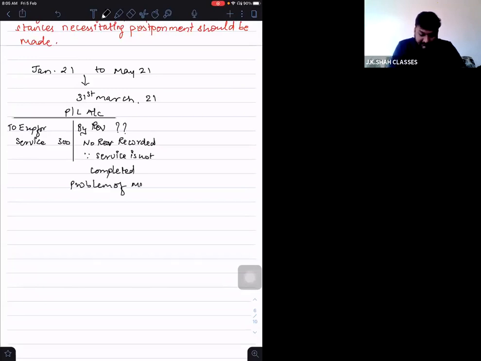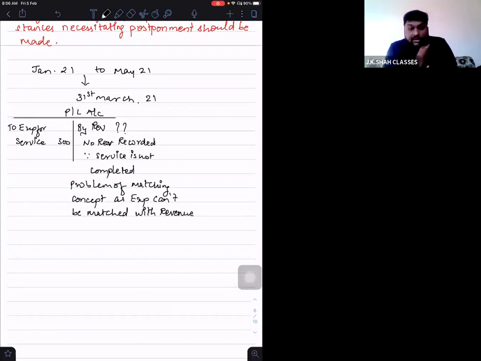So can I say the problem of the matching concept arises, as expense can't be matched with revenue? Yes or no? Everybody, are you agreeing to this point or not? You have seen that expense is debited for 3 months, January, February, and March. You provided service, but it is not yet completed. But you have incurred expense, you have to debit it to P&L. But on the credit side, revenue is not there, sir. Revenue illa. Why illa?